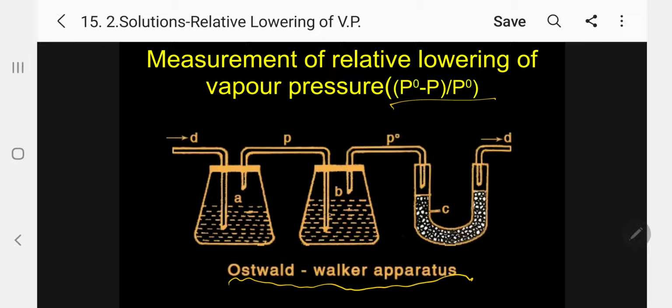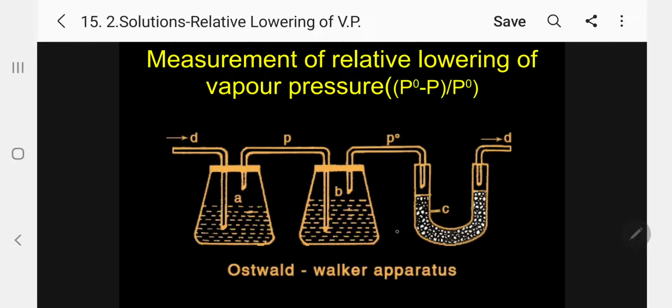It contains 2 jars and 1 U tube. The first jar contains solution, the second jar contains solvent, and the third contains anhydrous calcium chloride. Kindly follow. This is P, indicating the solution's vapor pressure, and this is P naught, indicating the solvent. A is jar 1, B is jar 2, C is the U tube.